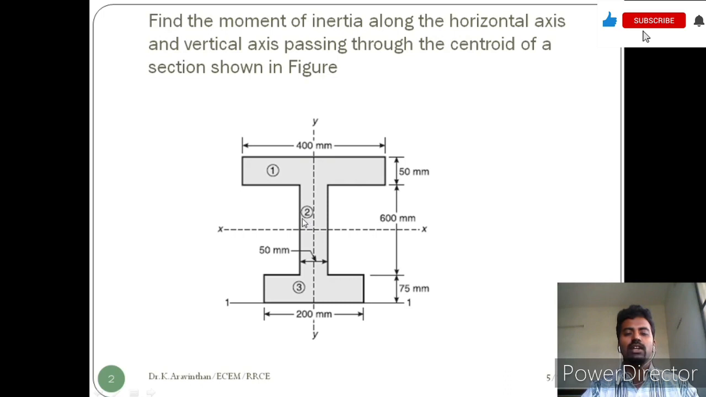Here for the second section, you have to note that breadth here is 50 mm. Always the x-axis is considered as B and y-axis is considered as D. You have to note that throughout all the problems, the x-axis you have to consider as breadth and y-axis as depth. So this is 50 into 600 mm, and the third section is 200 is breadth and 75 is the depth. Right now we are having a reference plane of 1-1. This is the section of reference, and we will assume this as the origin.